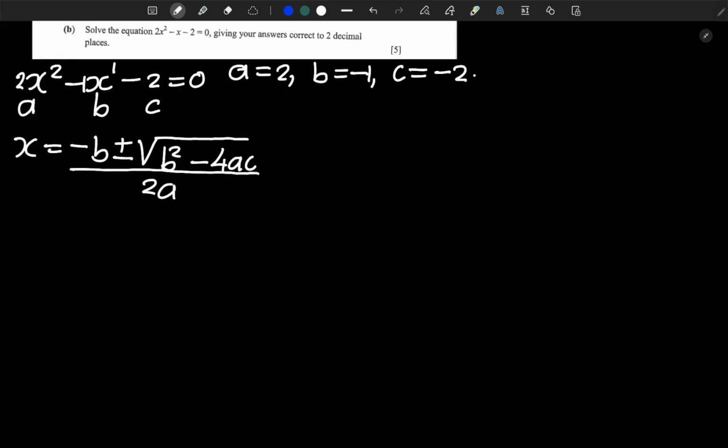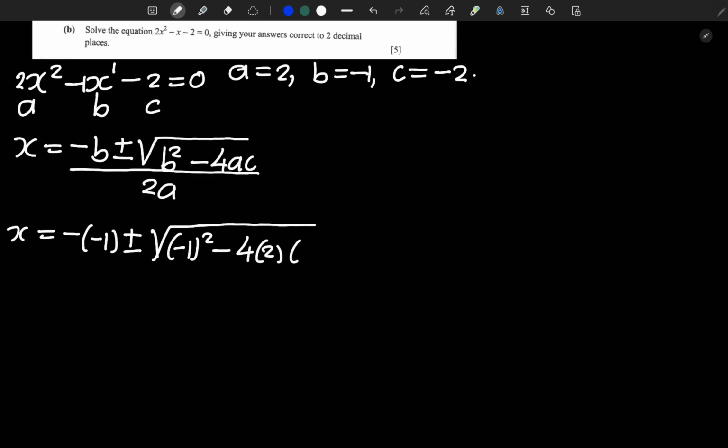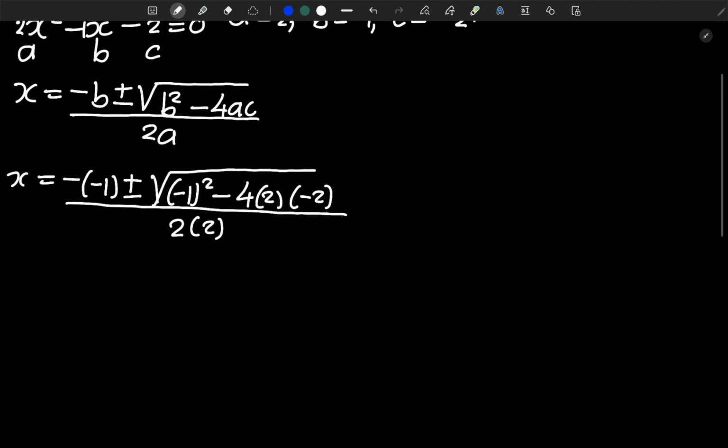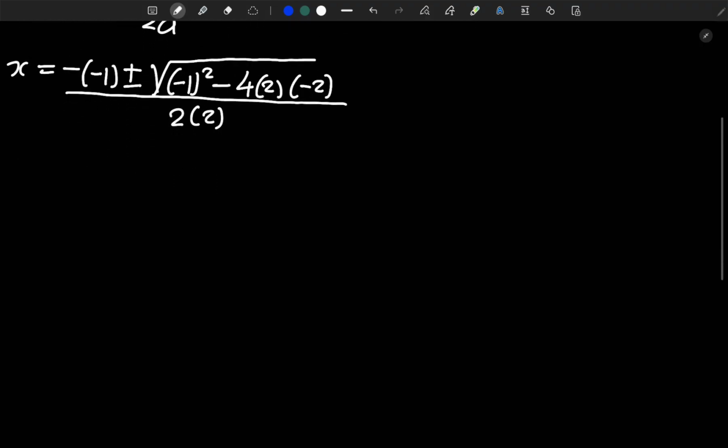Then at this point, we can just do the substitution. So x is equal to minus, what's our b? So b is negative 1, plus or minus the square root of negative 1 squared minus 4. What's our a? a is 2. Then c is negative 2, divided by 2 times a. What's our a? It is 2. So here we just have to do some math.